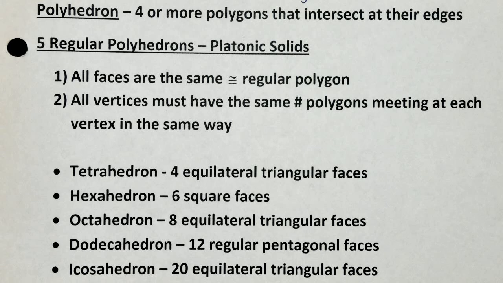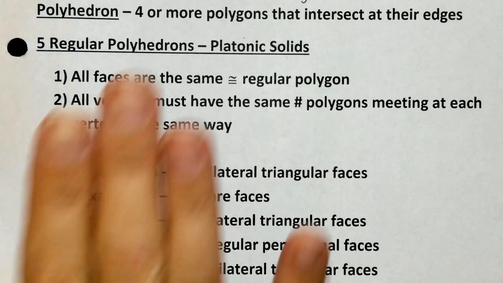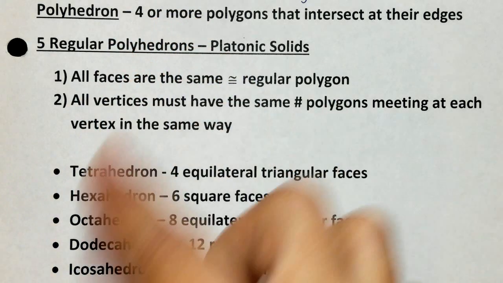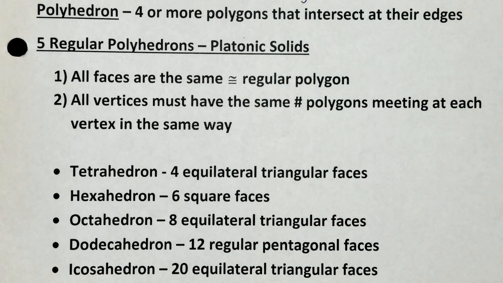So guys, we have 5 regular polygons, and in these 5 regular polygons, all of their faces, and guys, a face is what you can touch. If it's seated on the desk, the faces are what you can touch around the sides. All of their faces are the same, which means they are congruent, regular polygons, and all of their vertices must have the same number of polygons meeting at each vertex in the same way.